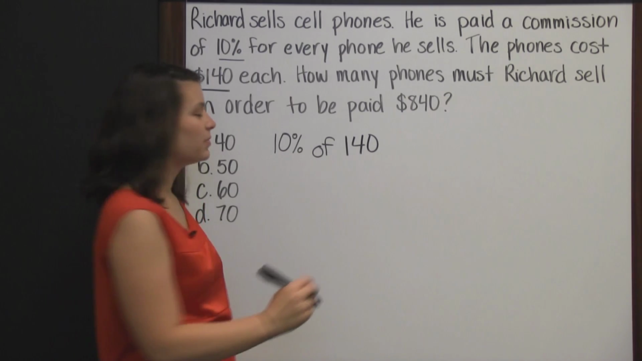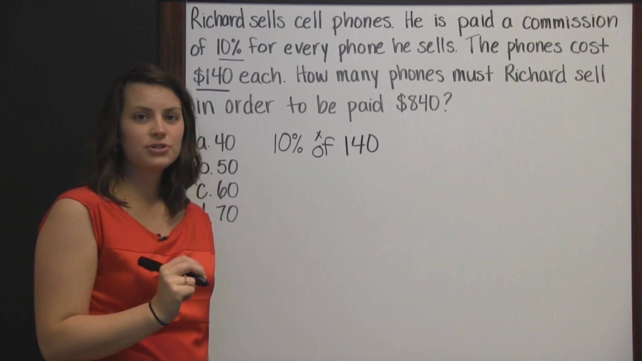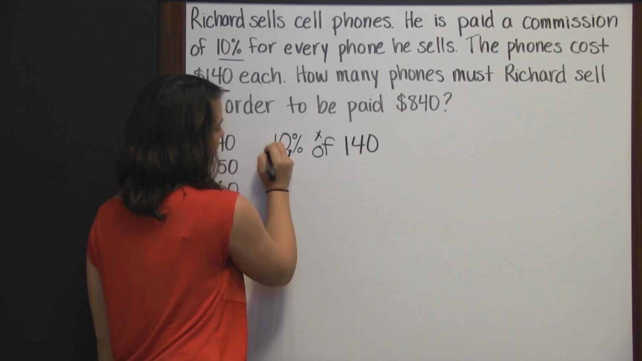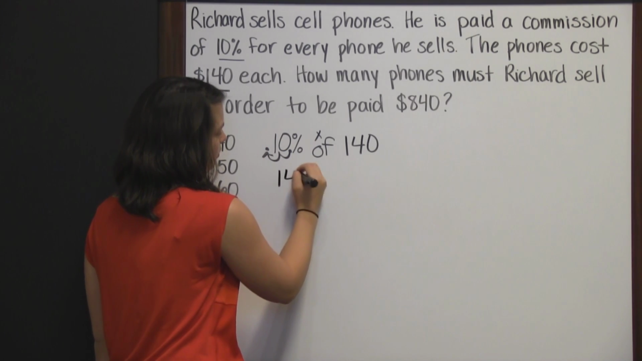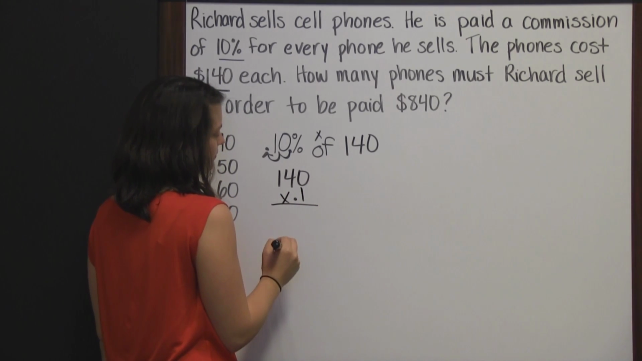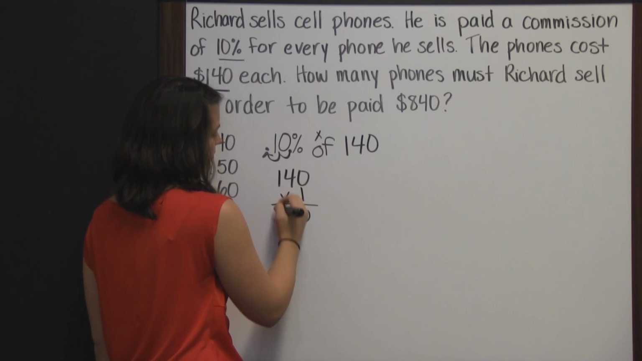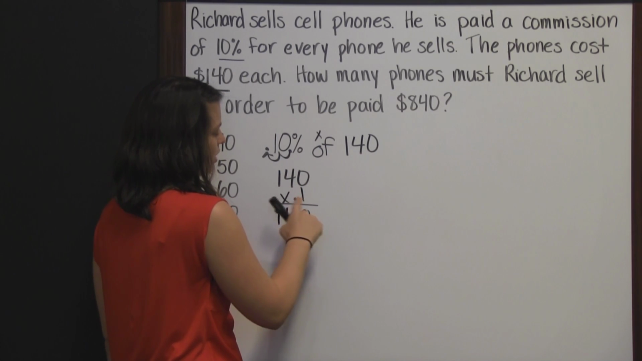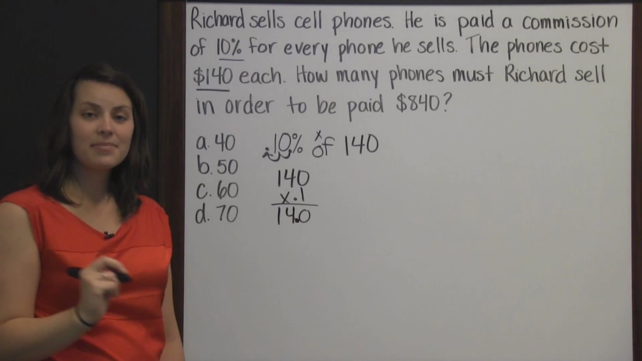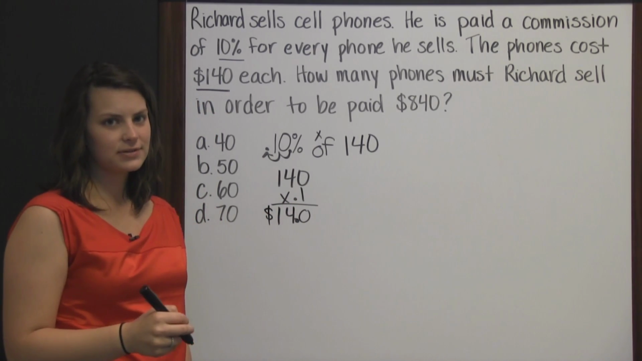Of means to multiply. And we need to change our percent to a decimal. So we take the decimal and move it 2 places to the left. So that means we're multiplying 140 times 1/10. 1 times 0 is 0, 1 times 4 is 4, 1 times 1 is 1. We have one number behind the decimal, so our answer should have one number behind the decimal. So that means that he's making $14 for every phone he sells.